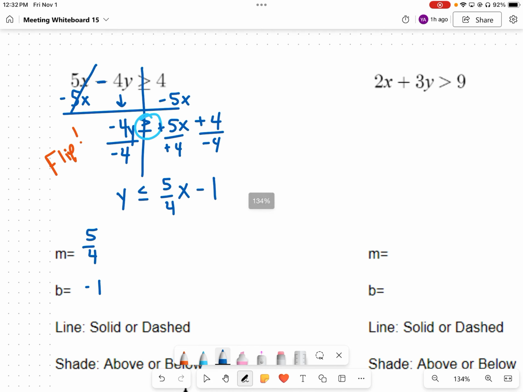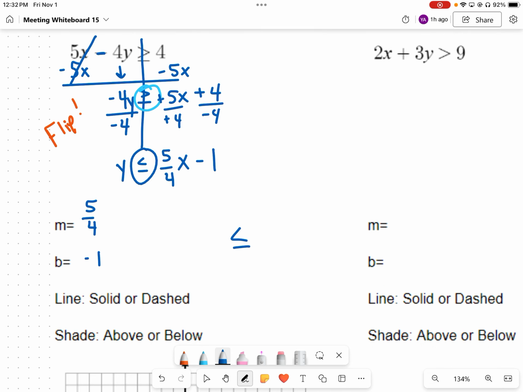So let's look at this inequality sign. Less than or equal to. The or equal to tells us it's solid. The less than means it's going to be below. So in the triangle, or in the calculator, we'll pick the below triangle to have it shade below.